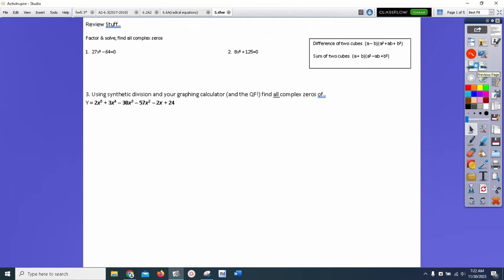All right, so on number 1 and 2, you're supposed to factor and solve, and you're supposed to find all complex zeros. All of them. That means real and complex. So here is a sum of 2 cubes pattern. To become 8x cubed, I have to take a 2x and multiply it by itself 3 times. And to become 125, I take a 5 and I multiply it by itself 3 times.